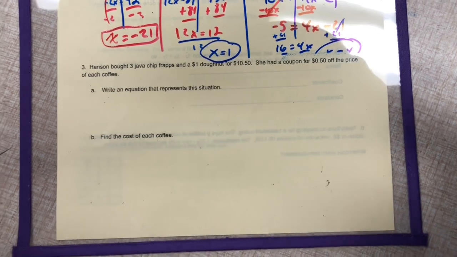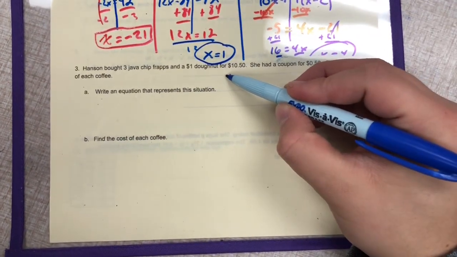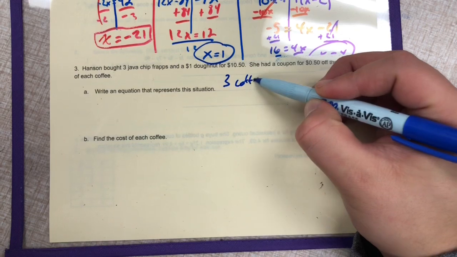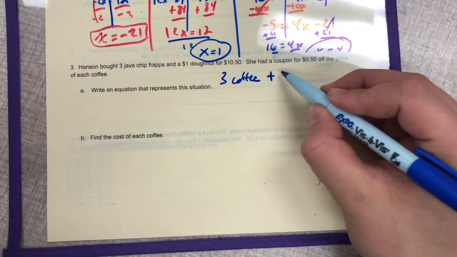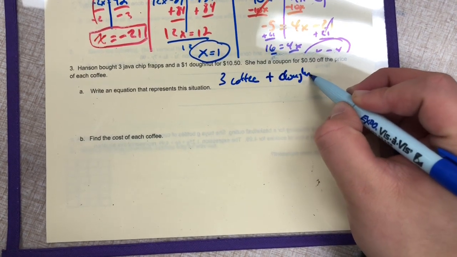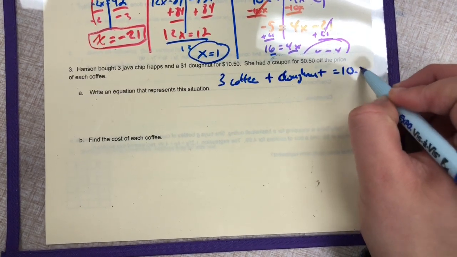So I need to write out what I got. So I'm just gonna put it in words. So I got 3 coffees, right? The Java chips. I'm getting a donut, and I'm spending $10.50.